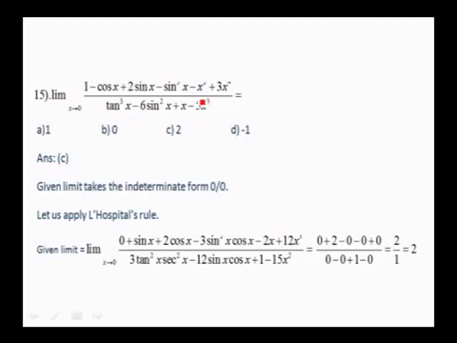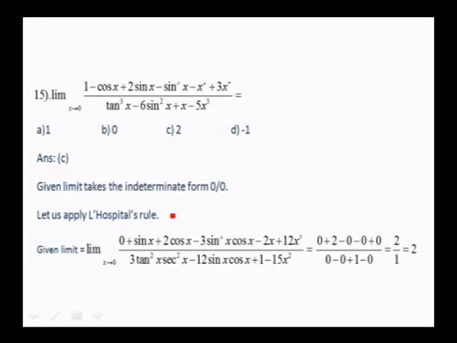When you put x equal to 0, you get the numerator to be 0 and the denominator also to be 0. So it takes the indeterminate form 0 by 0. So since 0 by 0 comes, you can apply L'Hopital's rule easily.